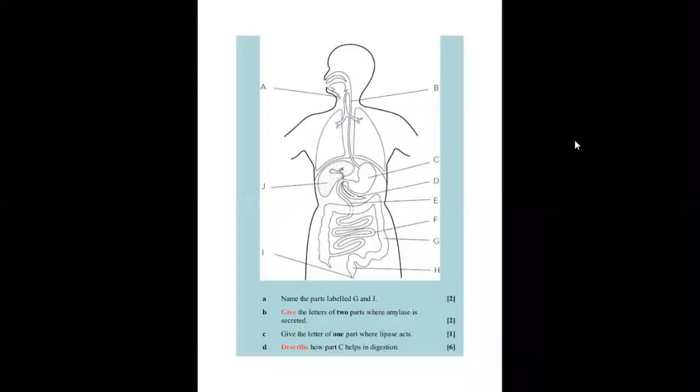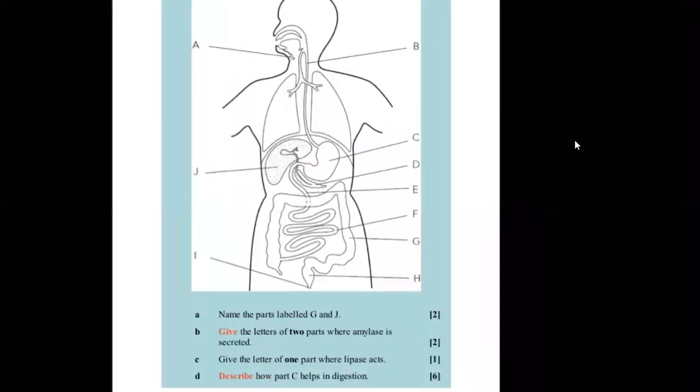Now the diagram shows the digestive system, and quickly tell me the names of these parts. Okay, so what's A?